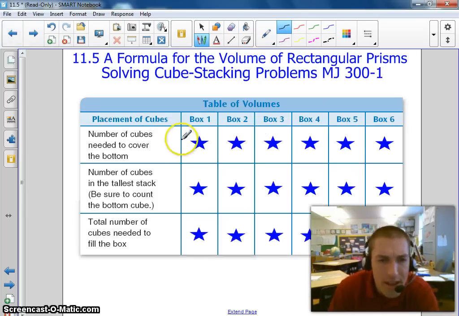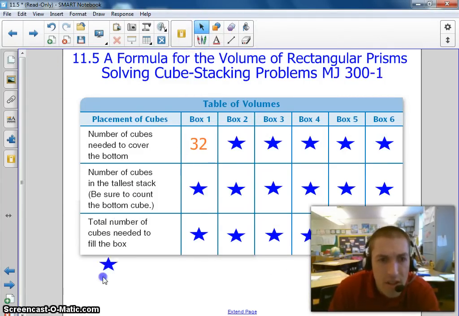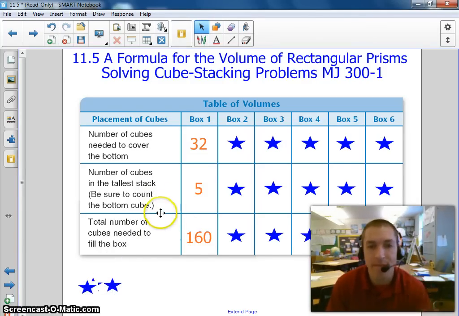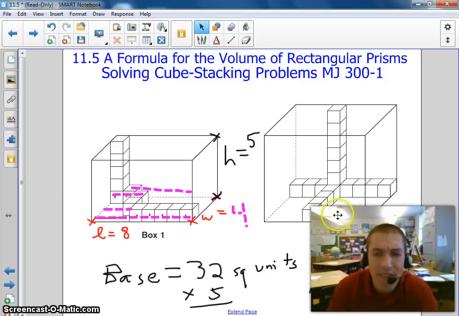I'm going to go back and check. Let's see. It took me 32 cubes to cover the bottom. I got that right. 5 sets of it. The height was 5. And 160. Nailed it. Can you try this box here? Pause it and see what you think.